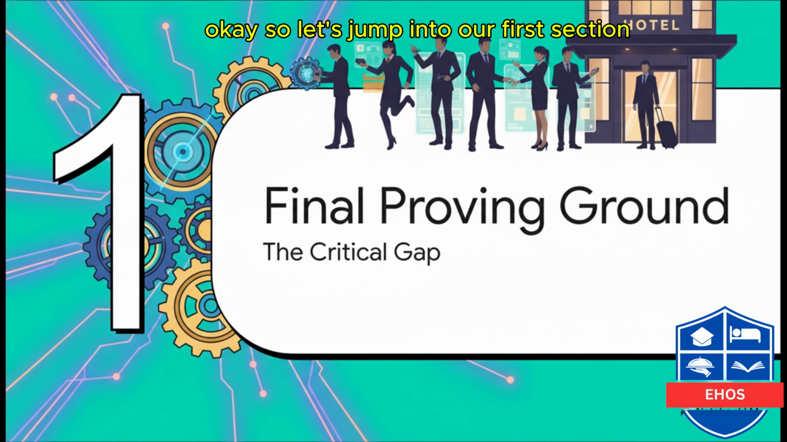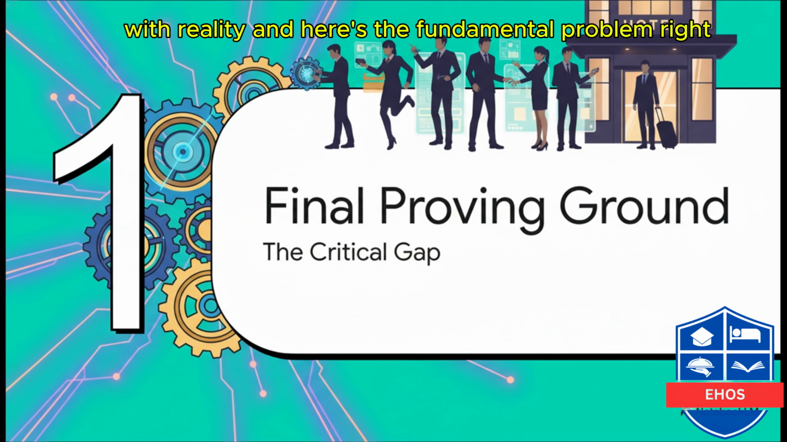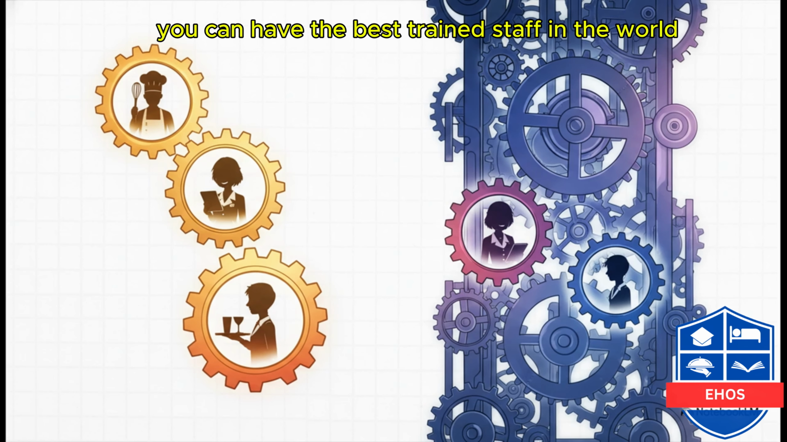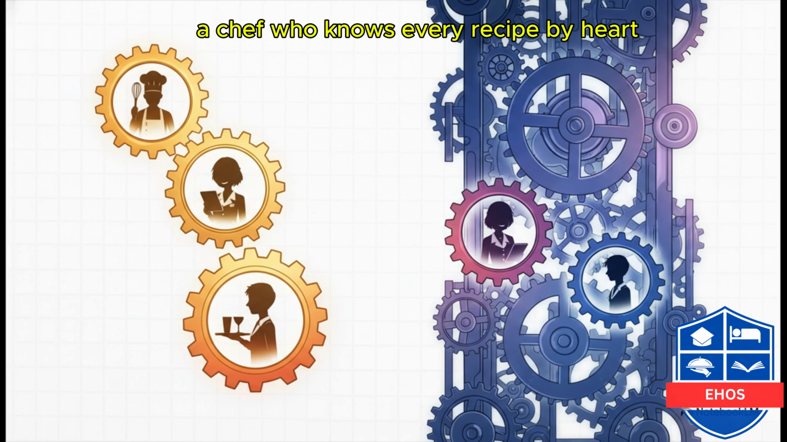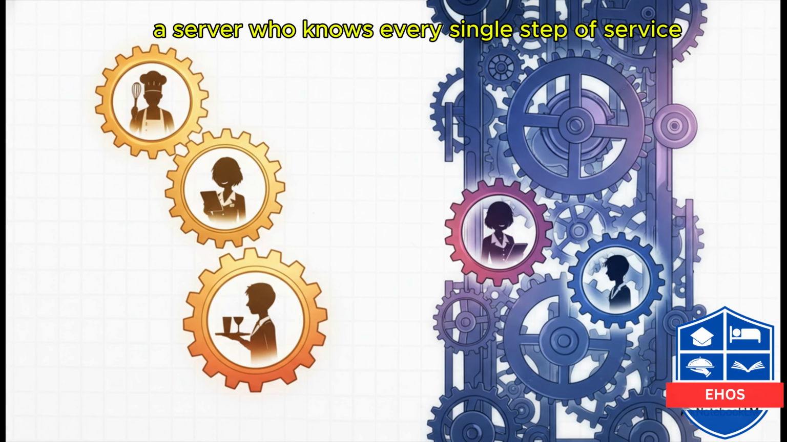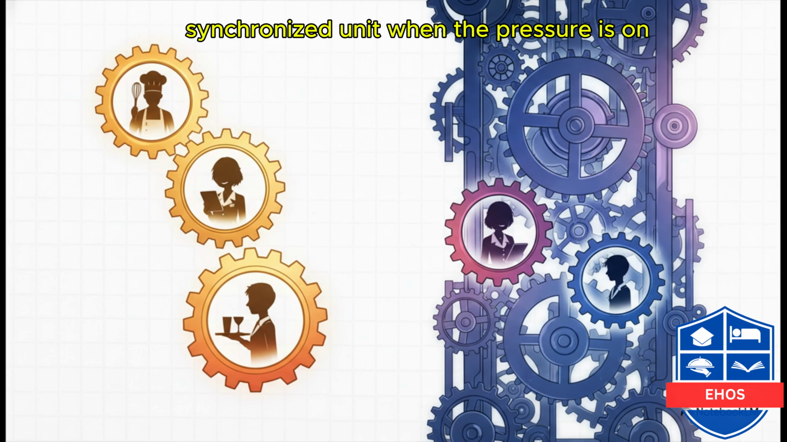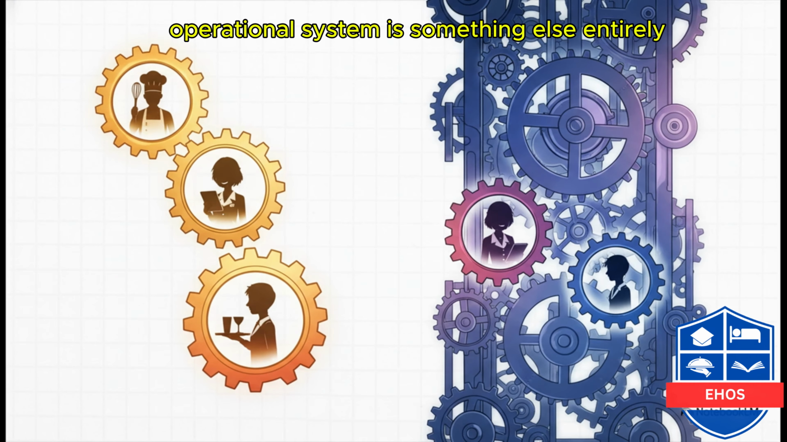Okay, so let's jump into our first section. We're talking about that nail-biting period between when you finish training your staff and the moment your very first guest arrives. This is where all that theory has to collide with reality. And here's the fundamental problem, right? You can have the best trained staff in the world, a chef who knows every recipe by heart, a server who knows every single step of service. But that doesn't mean they can work together as a single, synchronized unit when the pressure is on. Individual skill is one thing, a resilient operational system is something else entirely.